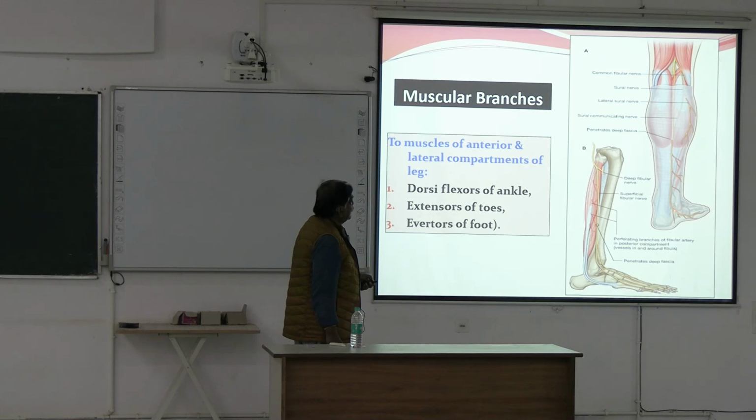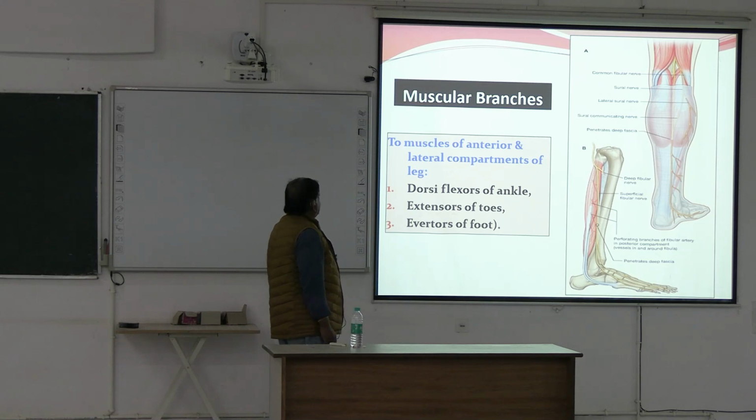In the lateral border of the foot. Now again see the deep fibular nerve, superficial fibular nerves, perforating branches of the fibular artery and posterior compartment vessels in and around the fibula. These are the vessels, and they penetrate the deep fascia, and these are the nerves that come.